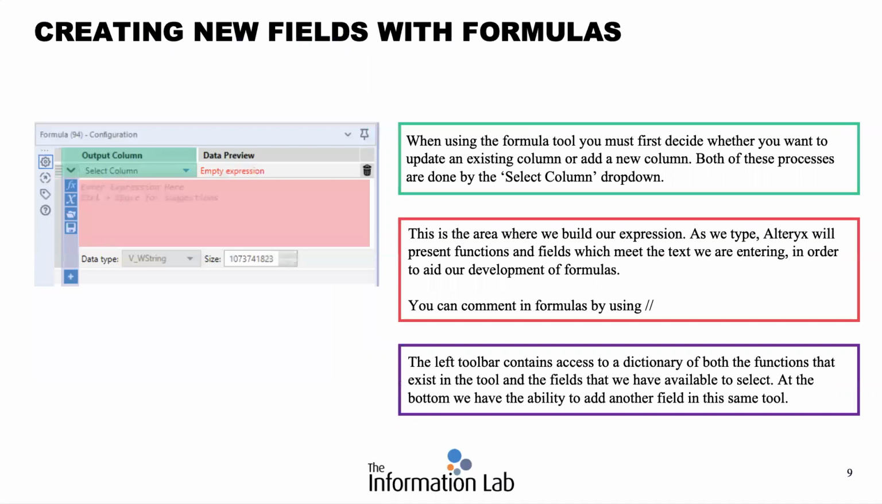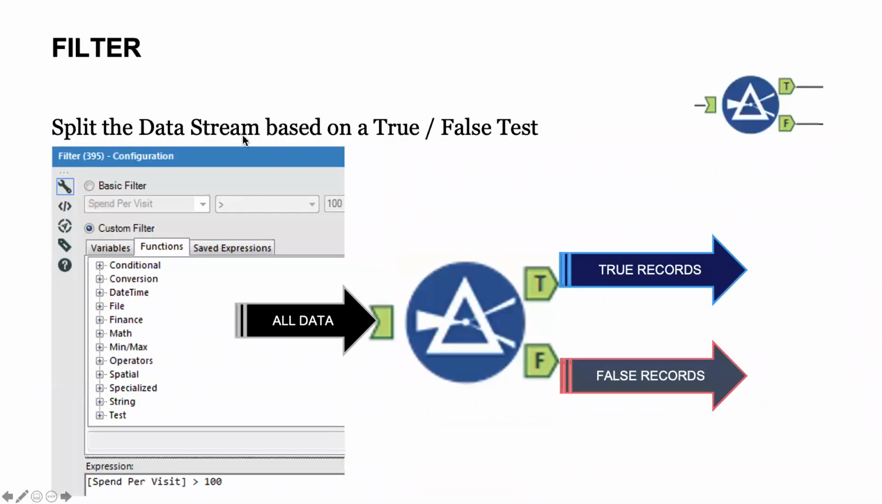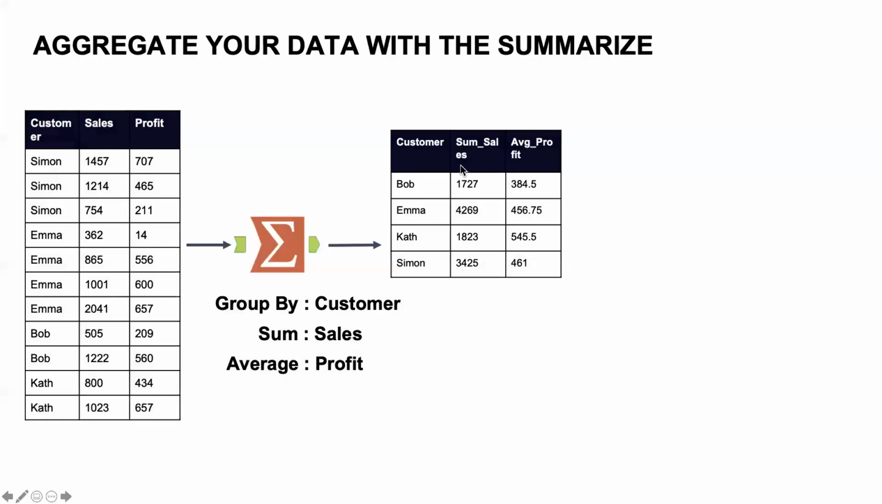Then we will see how to create a new field with the formula tool. I won't be reading this, but you can update a column or create a new column, and in the red zone here, you can write your expression. Then we will learn how to filter the data. This tool will split the data based on a true or false test.